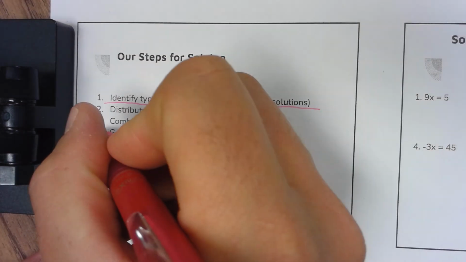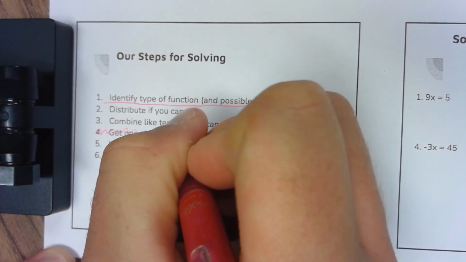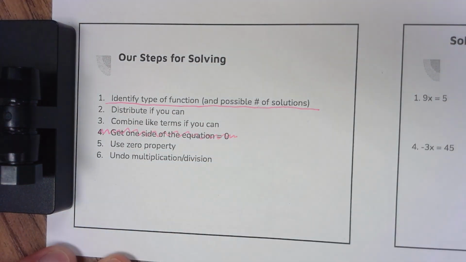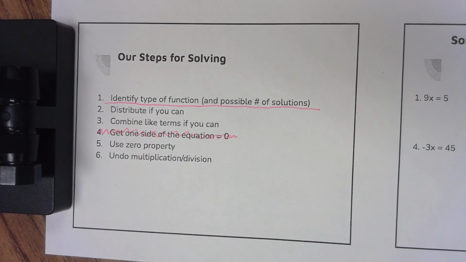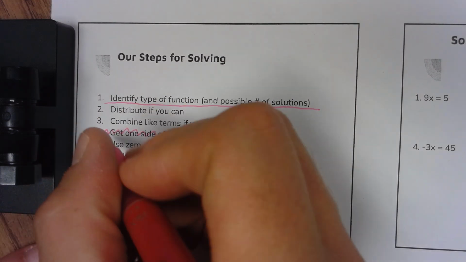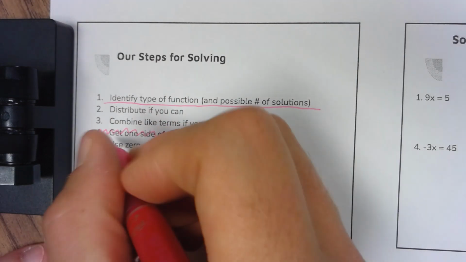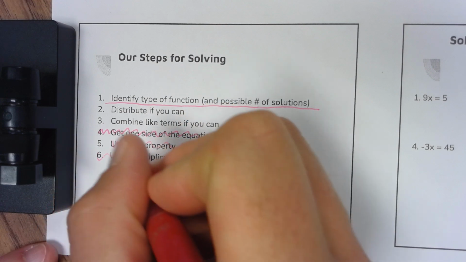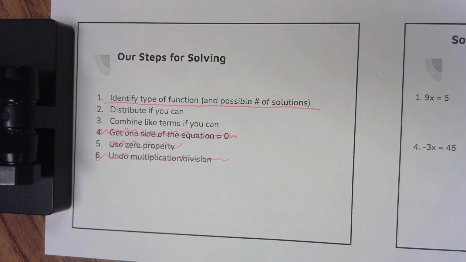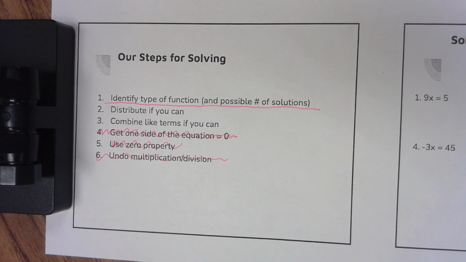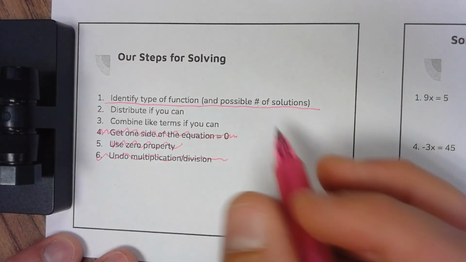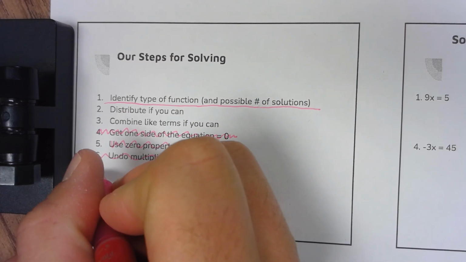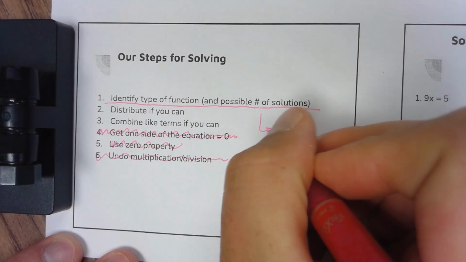Getting one side of the equation to equal 0, I'm actually not going to have us do that. It adds another step to our solving, and I don't want to deal with that. And even with these, we're not going to get to that today either. So we will just get rid of all those. Those aren't going to happen today. So really the first one, and then we're going to undo the operation. So let's make a note of that: identify the type of function, and then we're going to undo the operation.